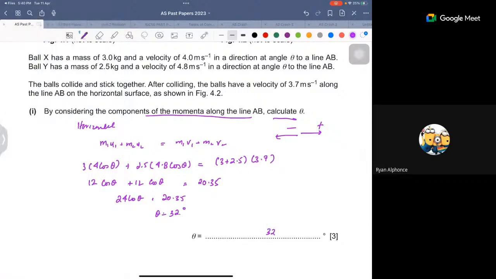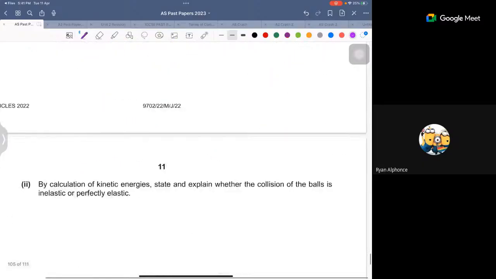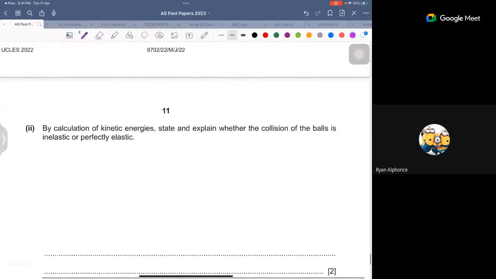Let me know if you have a question here. Okay. So if it was in vertical, then you'd use vertical, all the vectors vertical, horizontal. So it's basically the same way we deal with vectors, no matter how different. And then by calculation, state and explain whether the collision is perfectly elastic or inelastic.